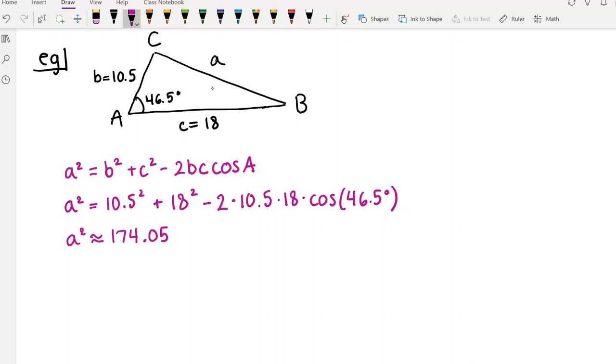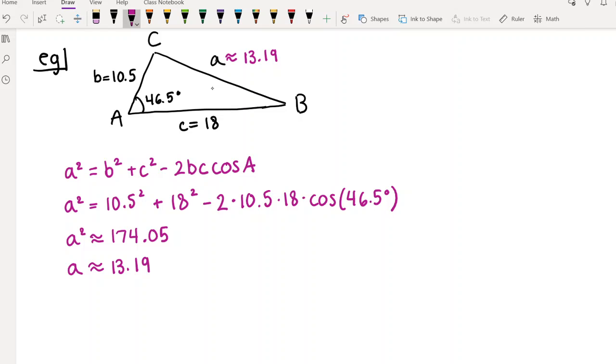So now I can take the square root of both sides. I end up with A is equal to approximately, drum roll, 13.19. So at least the way that I see it, the law of cosines is a little bit more complicated to write out, but if you're trying to find a side, I think it's a little bit faster because you don't have to really solve anything. You can just plug numbers in and type it into your calculator all at once.